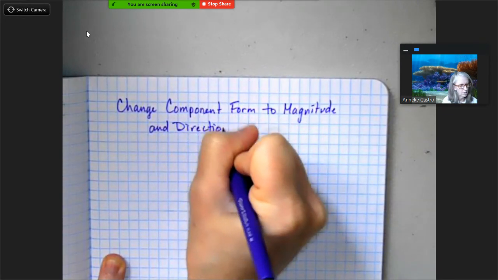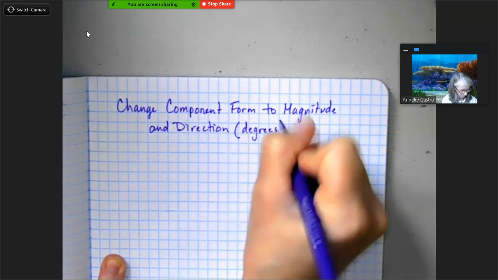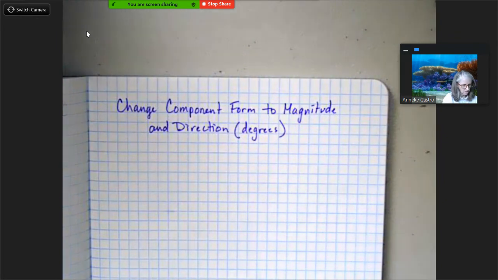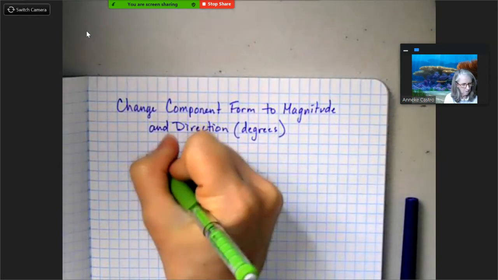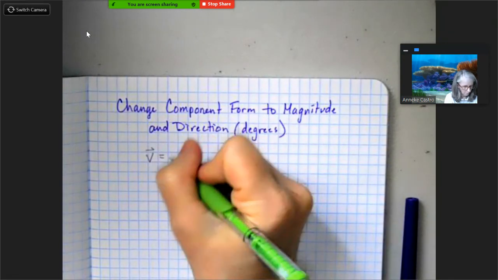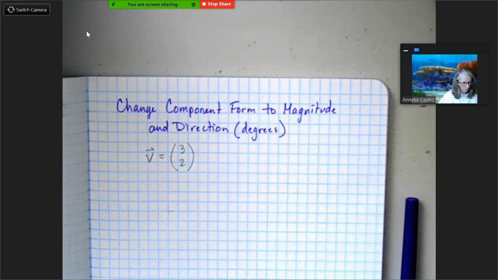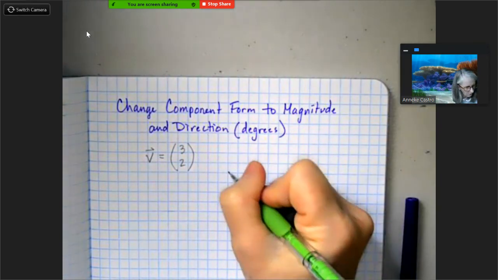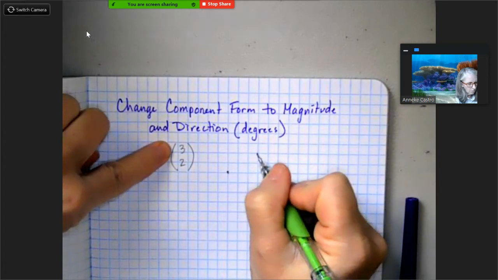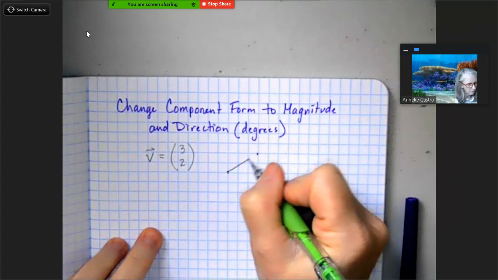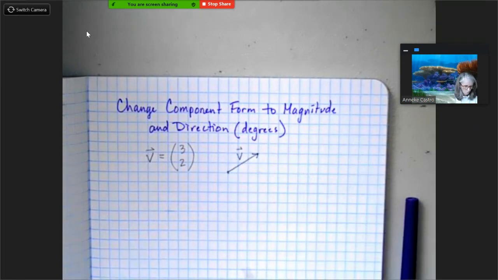Okay, and direction is we're going to express in degrees. So let's start out with a vector. Vector v is going to be in component form. We're going to say it's 3 and 2. If I go ahead and graph that, I'm going to have a starting point, go 3 to the right and up 2. There's my vector going that way. So here's vector v. Okay, real simple.